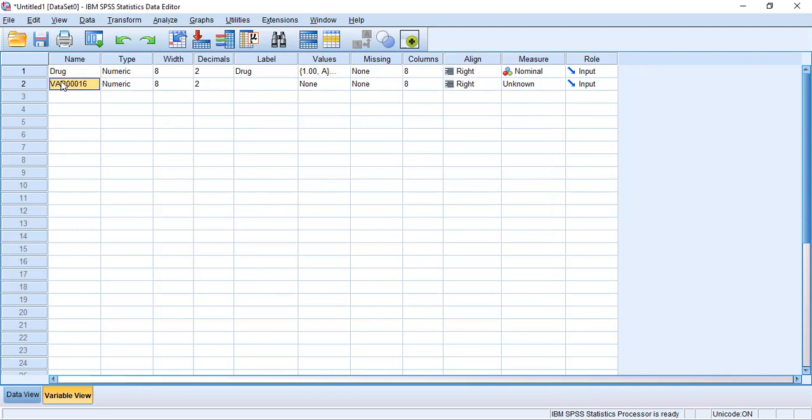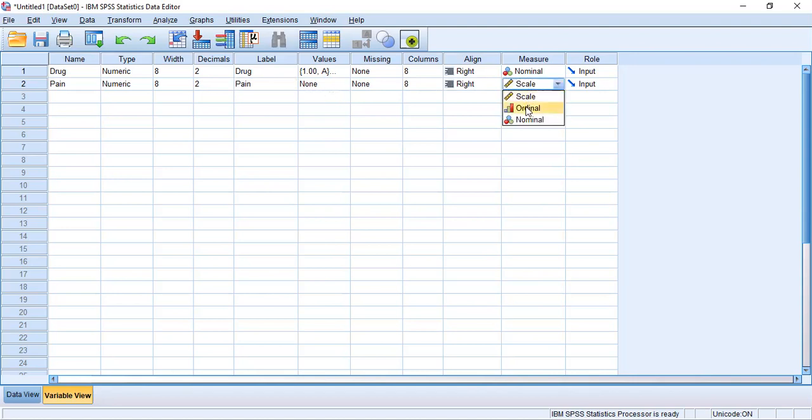The dependent variable is pain, and under label, I'm just writing pain. Then values are not to be mentioned because the values are on a scale of 1 to 10, where 1 means the lowest level of pain and 10 means the highest level of pain.